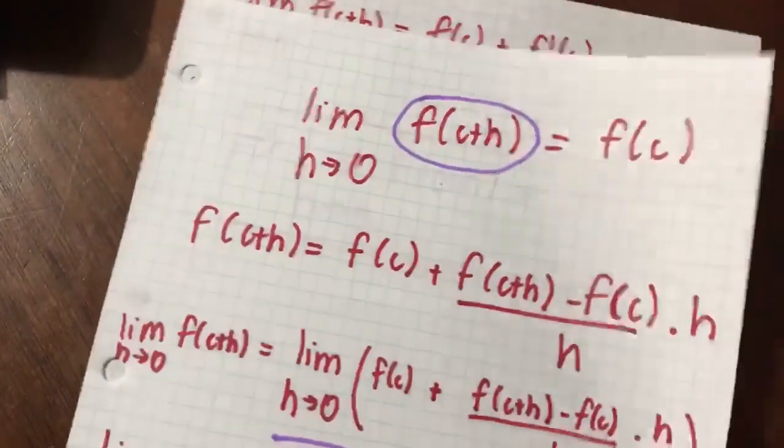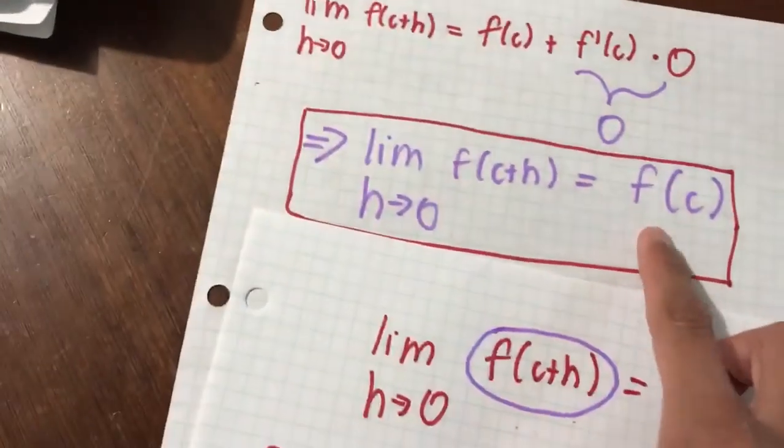So we have successfully proved that if a function is differentiable at a point, it is also continuous at that point.